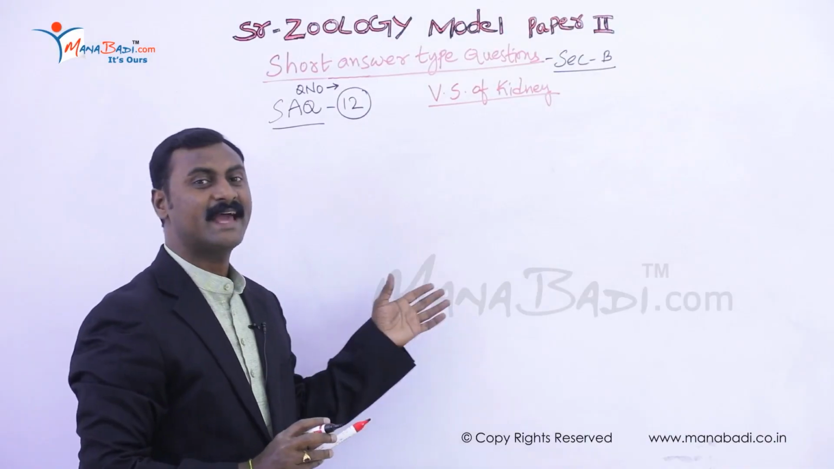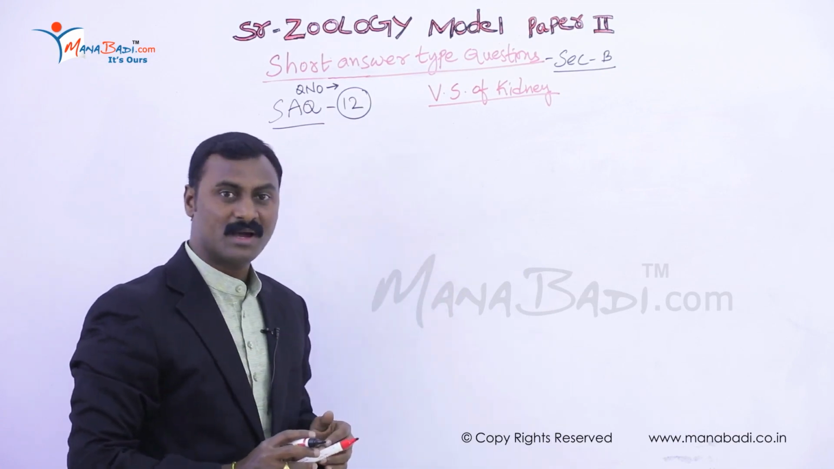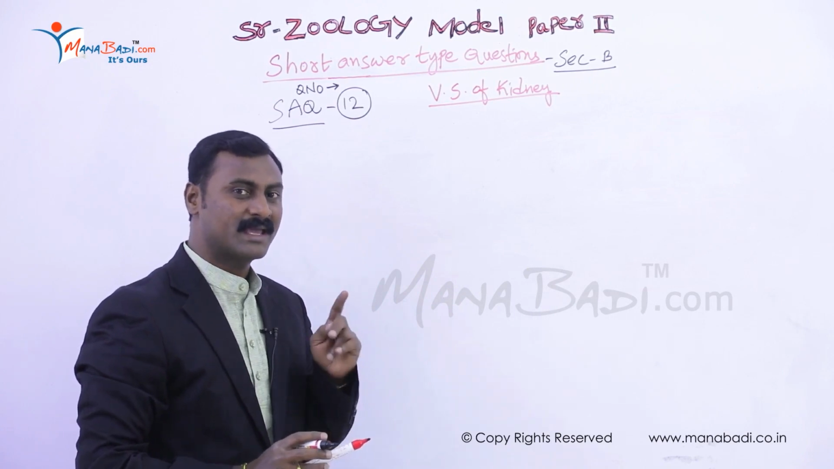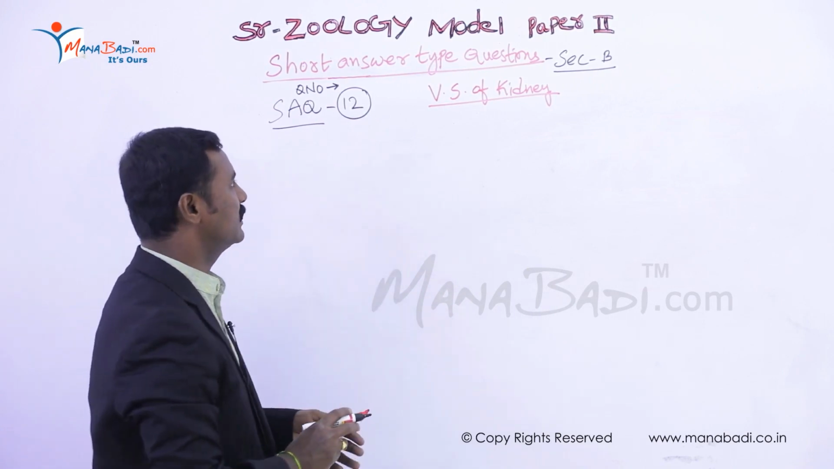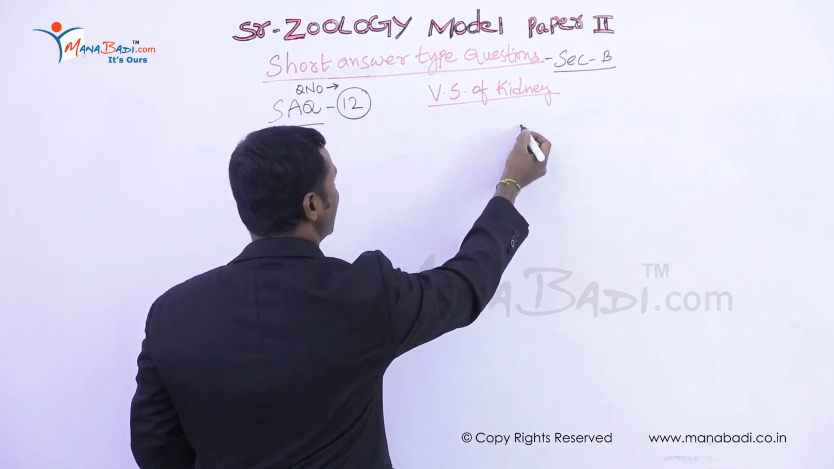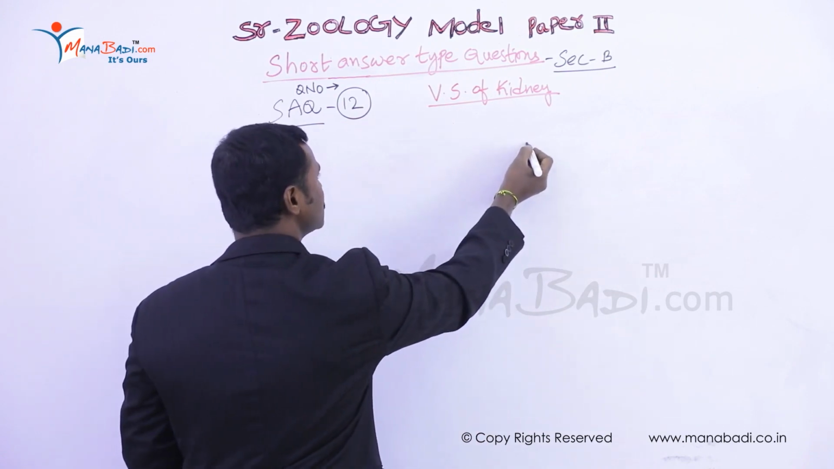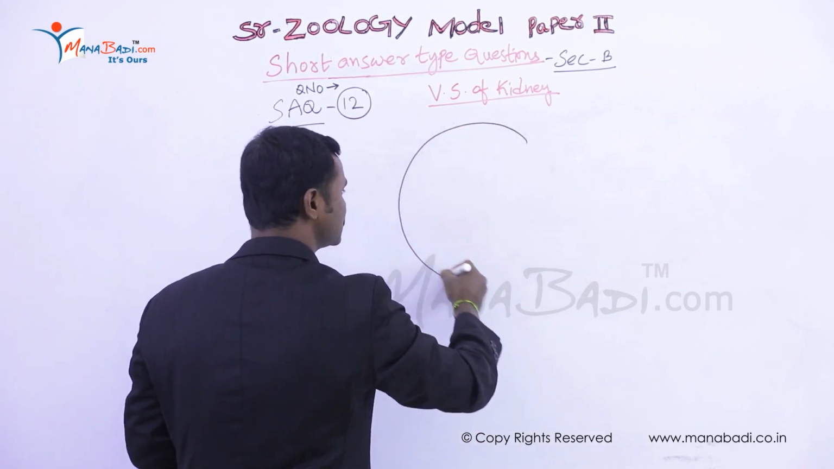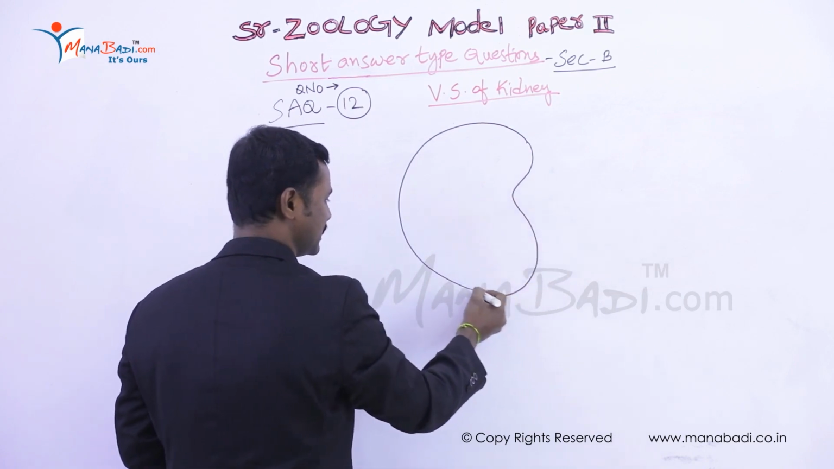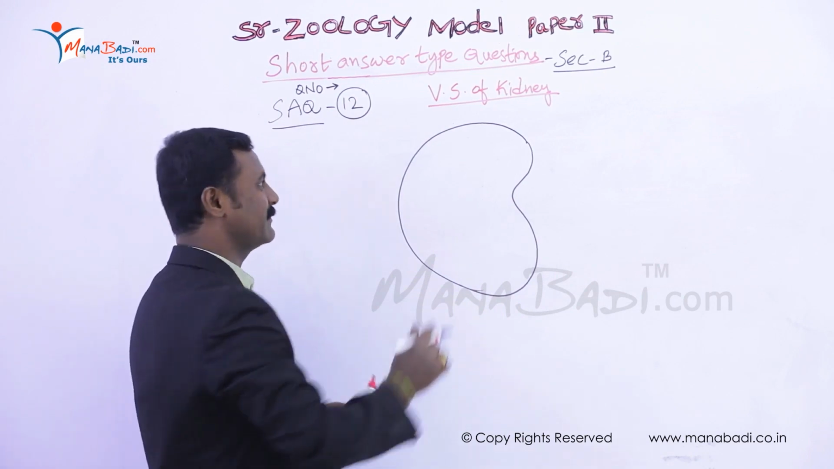Here there is a diagrammatical question. Especially for 4 marks compulsory, you can expect one diagrammatical question in every examination. So that's why we are now going to discuss the question, that is VS of kidney diagram. VS means vertical section of the kidney. In this vertical section you can see kidneys are bean shaped structures. So that's why you have to draw the bean shape.